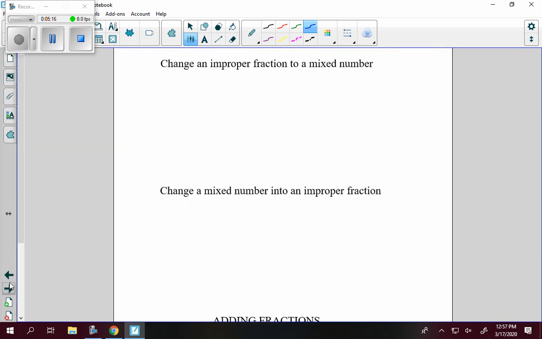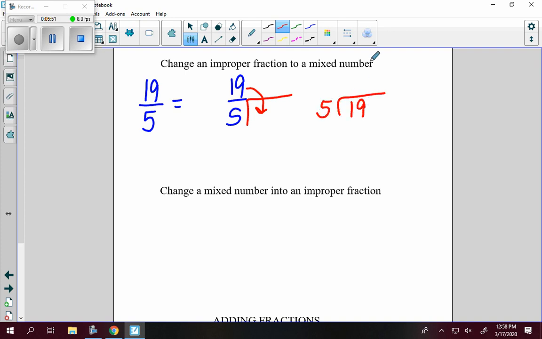So, the first thing that we're going to do is change an improper fraction into a mixed number. So if you have something like 19 over 5, we're going to divide the bottom number into the top number. So the way that you can remember this is, if I have 19 over 5, and I draw the fraction bar, then the 19 falls in the house. So 5 goes into 19 3 times.